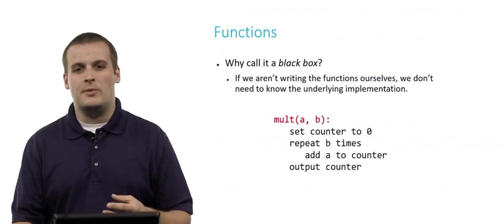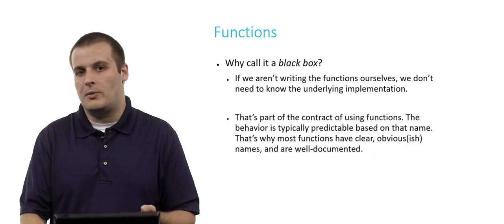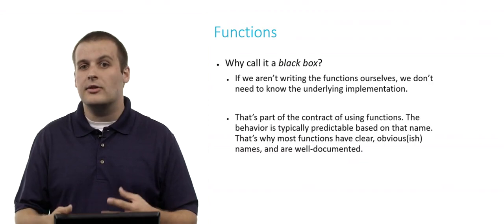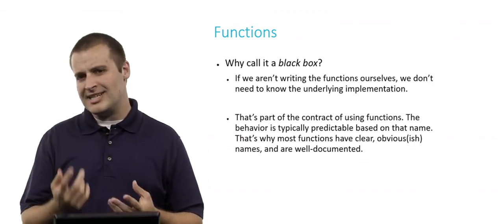That's what we mean when we say a black box. It just means we don't really care how it's implemented under the hood as long as the output is what we expect. And in fact, that's part of the contract of using functions, particularly functions that others write. The behavior is always going to be typical and predictable based on the name of the function.